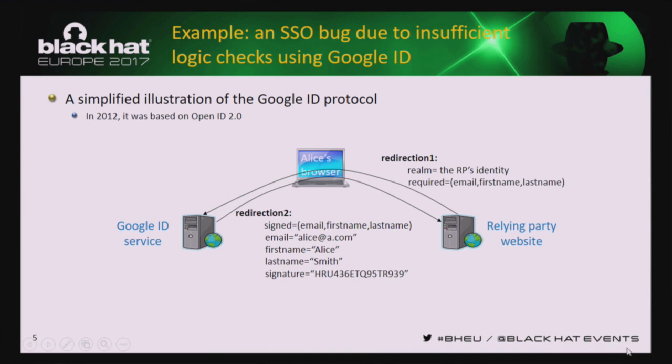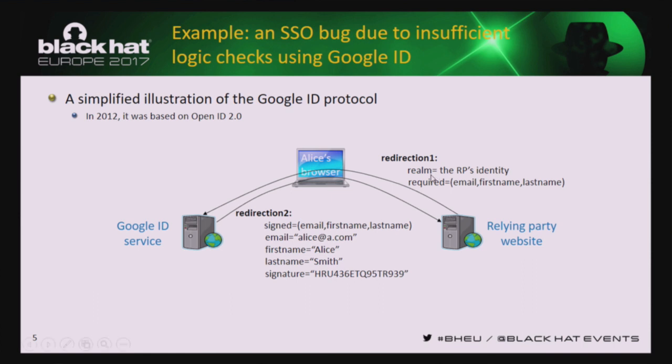So here I give you an example, which is a bug due to insufficient logic checks using Google ID. And this was back in 2012 when Google ID was based on the OpenID 2.0 protocol. The protocol is fairly complicated, but I'm going to explain a highly simplified version of the protocol. So in this simplified explanation, I have only two browser redirections. A browser redirection is essentially a message sent from a website to the client, and if the client is an honest browser, the client should forward the message to the destination website. That is called a browser redirection.